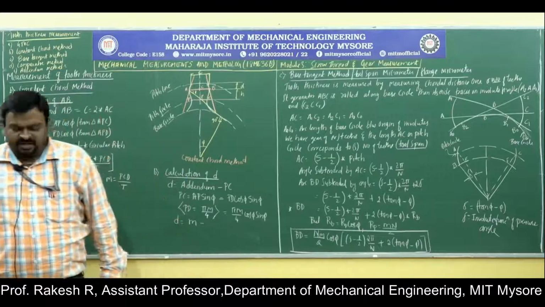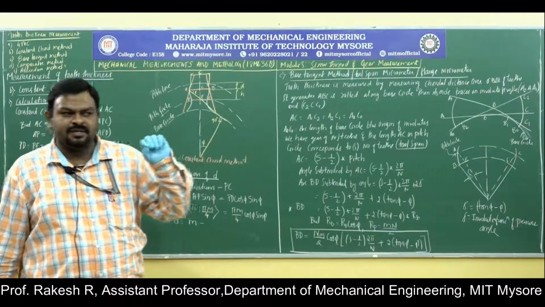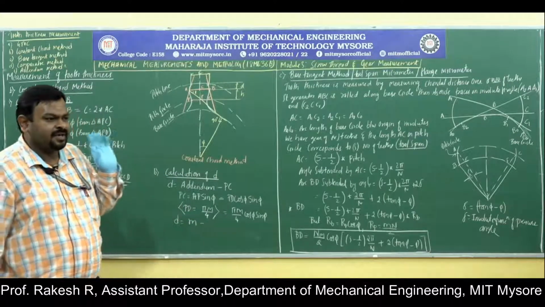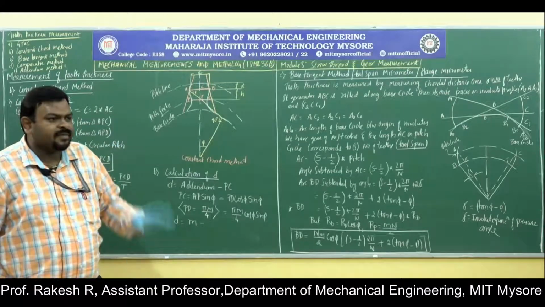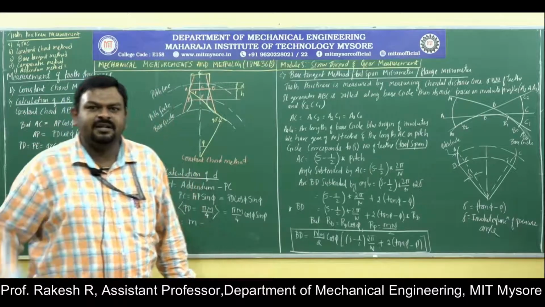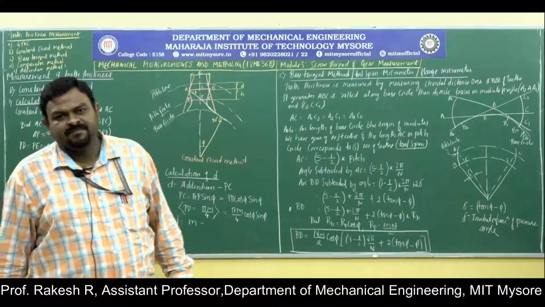In the examination, depending upon the marks, you choose the method. If they ask a question like, with a neat sketch explain gear tooth measurement, then you can choose any of the methods. In that case, you choose the first method, gear tooth vernier calipers, and derive the width and depth. It is very easy.